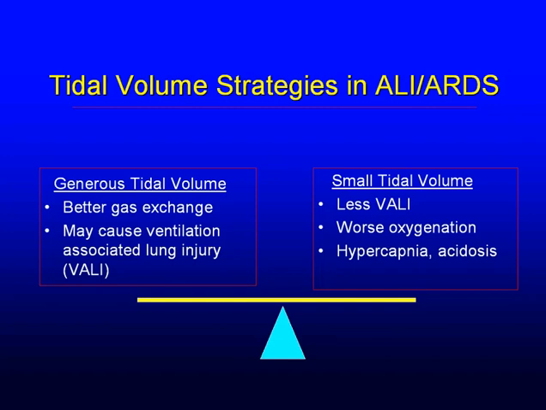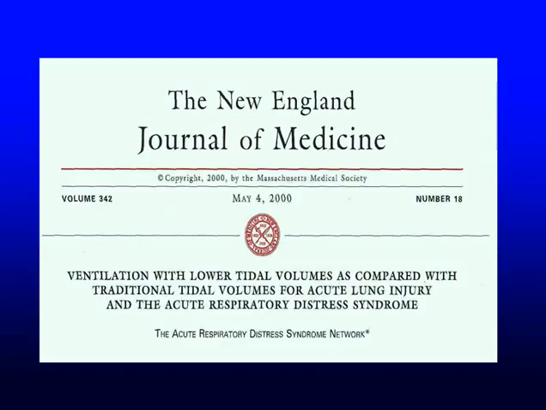Was it favorable to use a generous tidal volume and preserve gas exchange at the risk of causing ventilator-associated lung injury? Or was it better to use a small tidal volume in order to achieve lung protection, but acknowledging that we would lose some benefits with respect to oxygenation, hypercapnia, and acidosis?